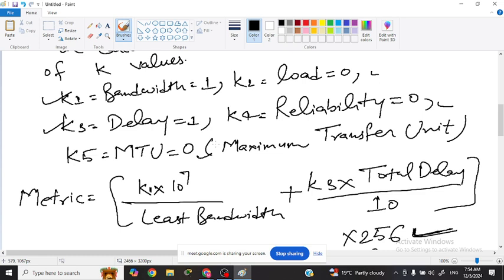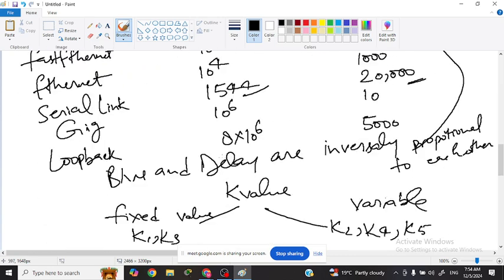Is it clear? It will be according to the situation. It doesn't depend on the interfaces. These values K2, K4, K5 don't depend on the interfaces' values. So I think it should be clear for you guys.